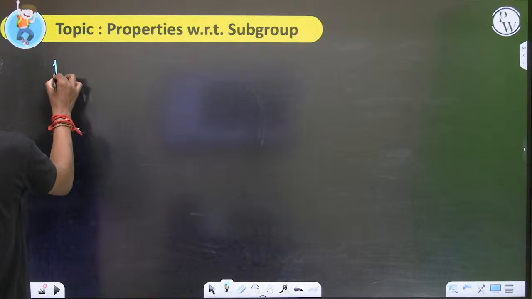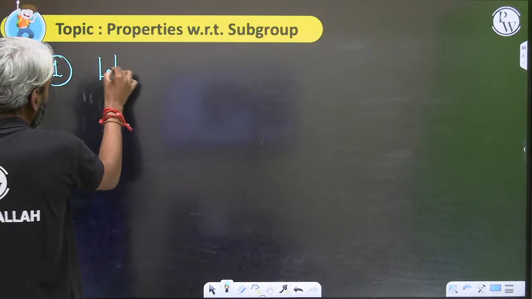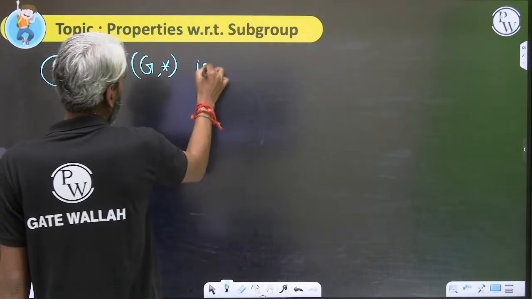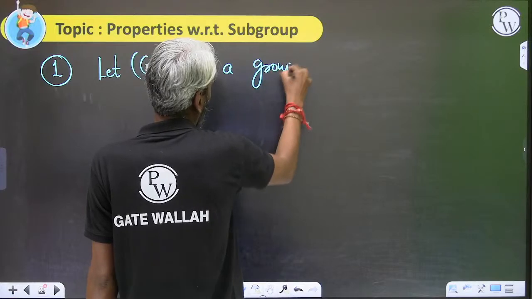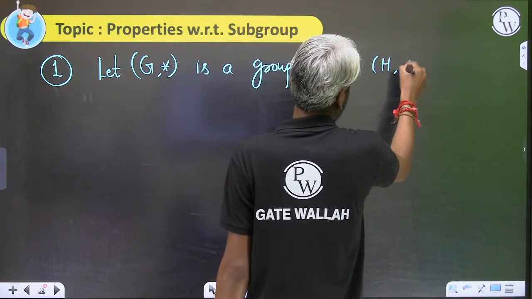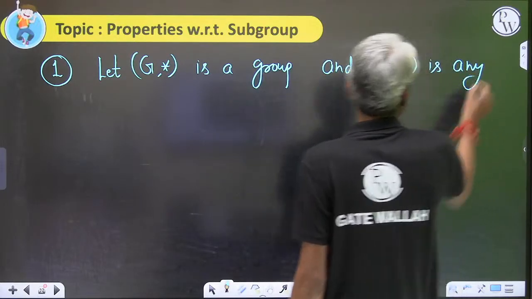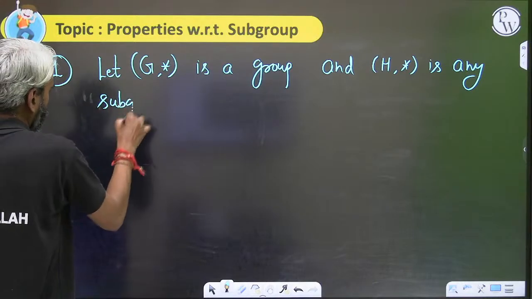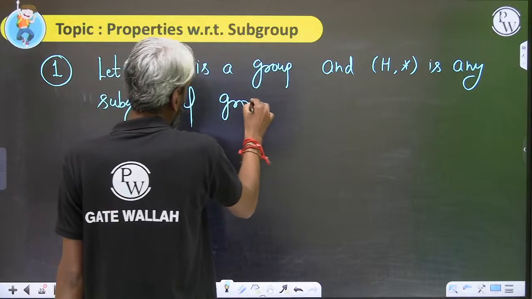So the very first property is: let (G, *) be a group and (H, *) be any subgroup of group G.